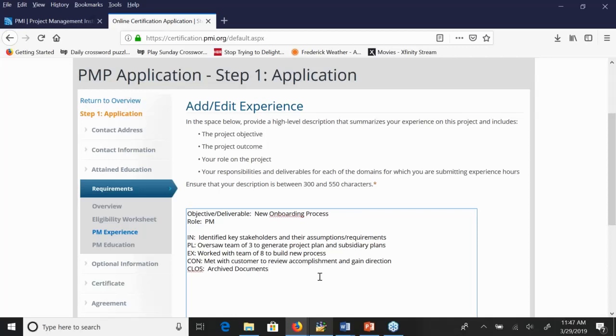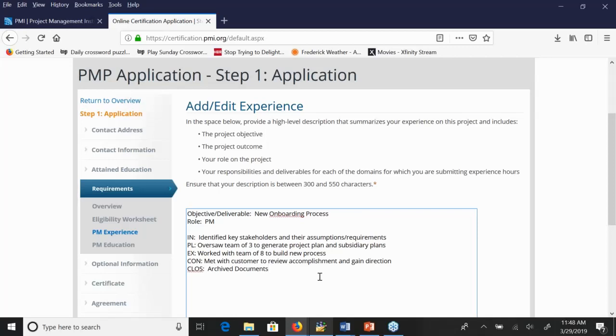Initiating. Define the project scope and obtain approval from stakeholders. Perform project assessment. Perform key stakeholder analysis. Oh, wow. So I just took most of the words out of here and stuffed them under initiating. Let's go down to planning. Oversaw a team of 3 to generate project plan. Oh, look at this. Develop project plan is part of planning the project. I stole words from here again. I reworded it a little.